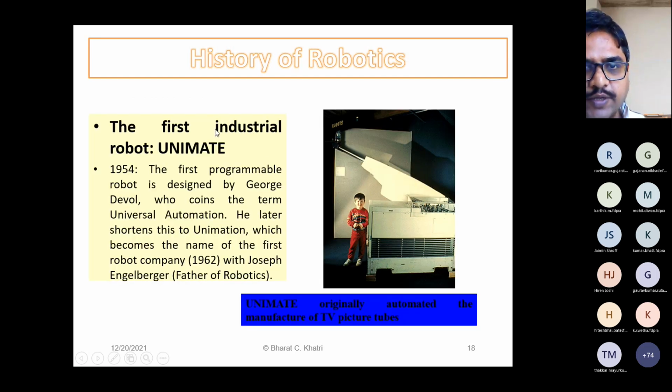This is the photograph of the Unimate robot. You can see it in this photograph. The first programmable robot was developed by George Devol, who used the term universal automation. He later shortened it to Unimation, which became the name of the first robot company, with Joseph Engelberger. Joseph Engelberger also worked on this, and gave a lot to modern robotics. He created a lot of robots and how they could be used in industry. Joseph Engelberger is known as the father of robotics. This Unimate robot is shown in these photographs of its arm.